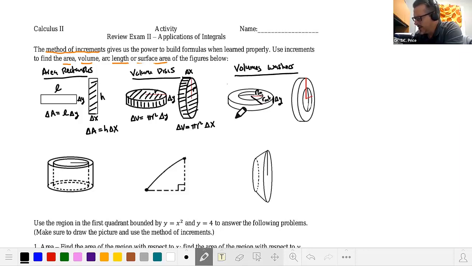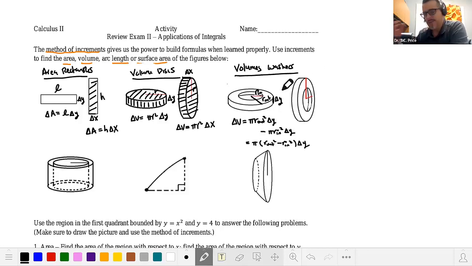And so a small change in the volume is equal to, and remember the idea behind this, just take the volume of the outside disk and take away the volume of the inside disk. So you can write this as pi r out squared times delta y, that's the volume of the outside disk, and then minus pi r in squared times delta y, that's the volume of the inside disk. A lot of times we'll just write this as pi times r out squared minus r in squared, and we'll pull the delta y out on the right.